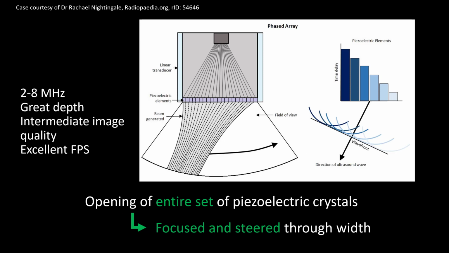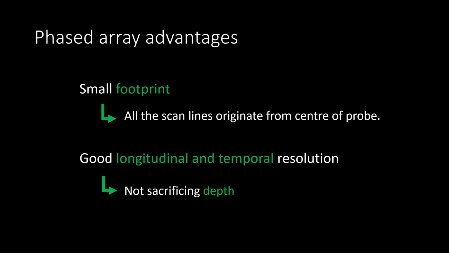It functions by opening the entire set of piezoelectric crystals and focusing them into a narrow beam. This beam is then steered through the field of view, taking into account the time delay between each pulsating element. This has some unique properties that lead to the phased array probe being an intermediate frequency, but maintaining great depth, fairly good image quality, and excellent frames per second. Linear and curvilinear probes can also be steered through other mechanisms, which allows applications such as vascular Doppler. The phased array probe also has a small footprint because all the scan lines originate from the center of the probe. The focusing allows good longitudinal and temporal resolution without sacrificing depth, as happens with linear probe.